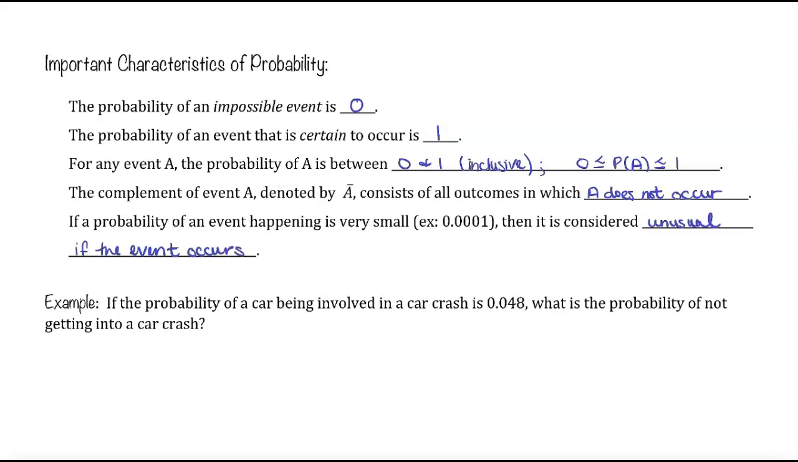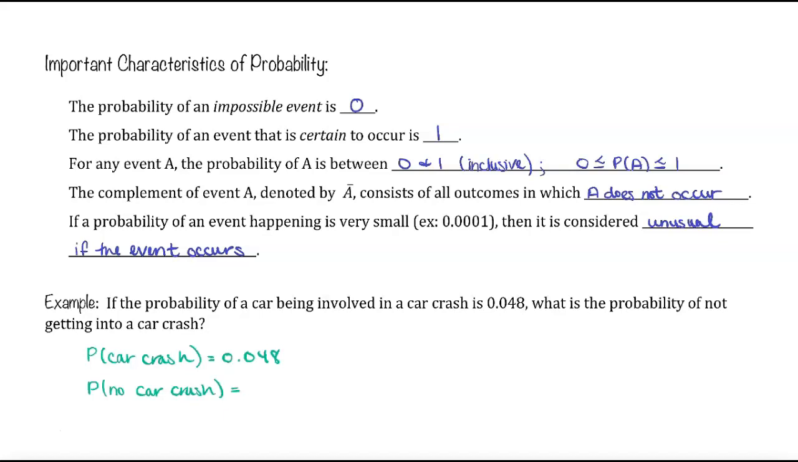Let's take a look at this example. If the probability of a car being involved in a car crash is 0.048, what is the probability of not getting into a car crash? You can probably figure out this answer intuitively, but let's use some proper notation to practice what we just wrote down. We are given that the probability of getting into a car crash is 0.048. We are asked for the probability of not getting into a car crash, which is the opposite of being in a car crash. So it's all of the other options.